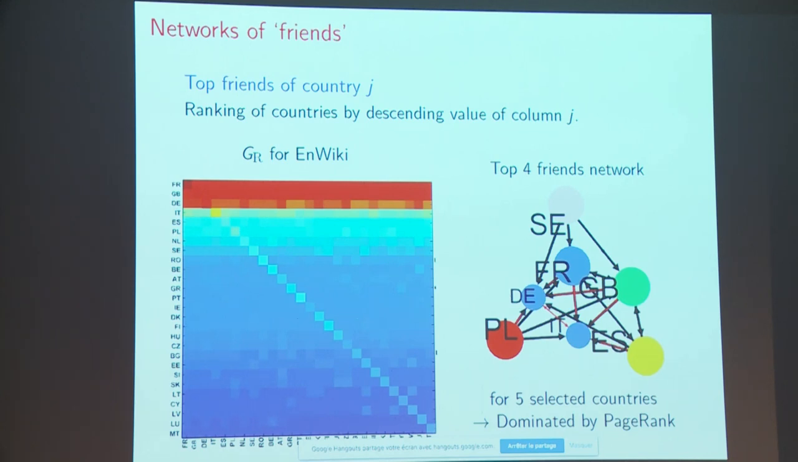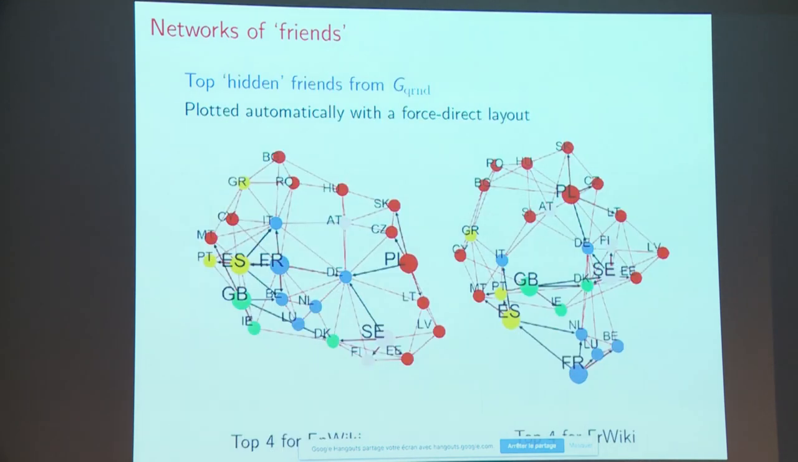This is completely true, since GR is dominated by the page rank description, and the top friends of a country J are likely to be the top page rank countries in the set of 27 EU countries. Now, when you build the same type of network of friends from GQR&D, you see much more diversity because you have extracted this important eigenvector, and you only see the contribution of the rest of the network.